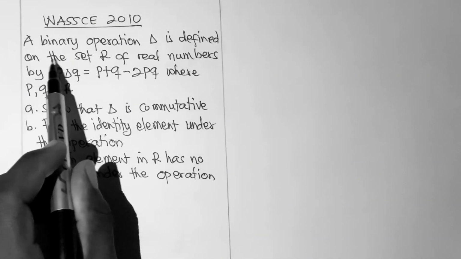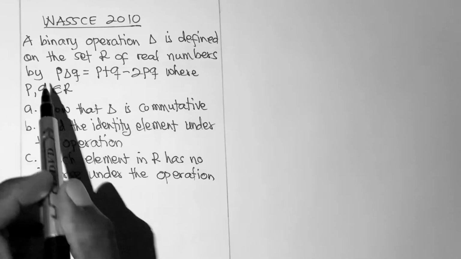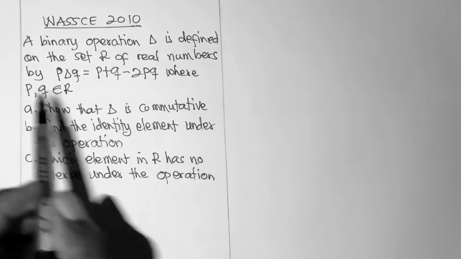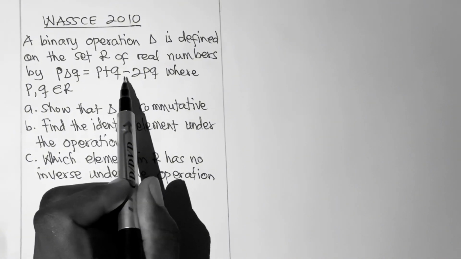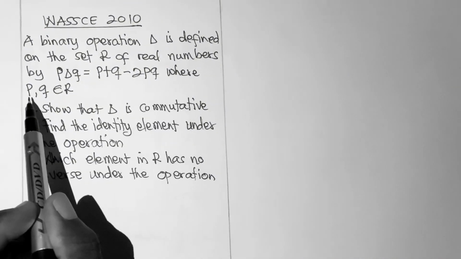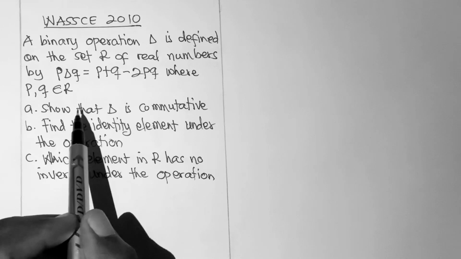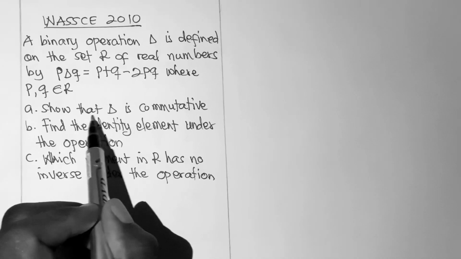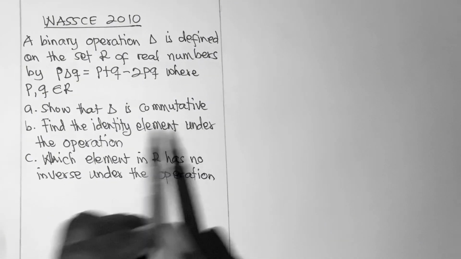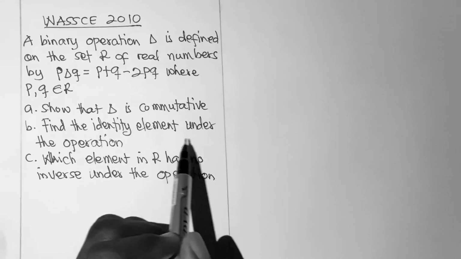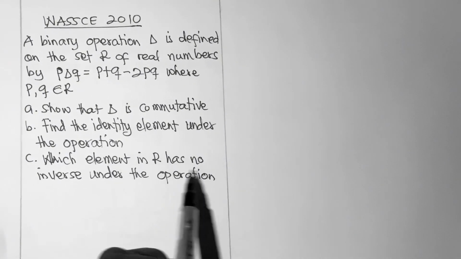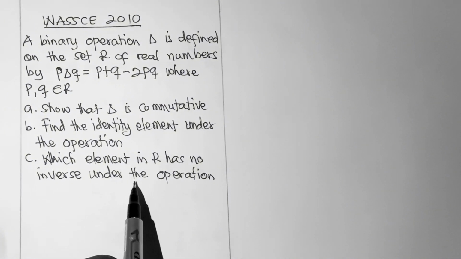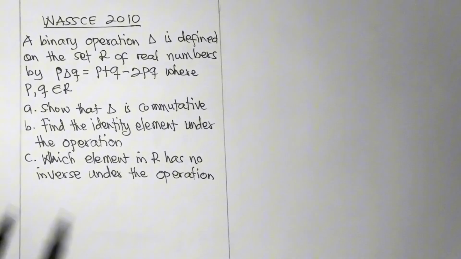A binary operation, delta, is defined on a set of real numbers by P operation Q equals P plus Q minus 2PQ, where P, Q is a member of real numbers. A. Show that delta is commutative. B. Find the identity element under the operation. And then C. Which element in R has got no inverse under the operation?